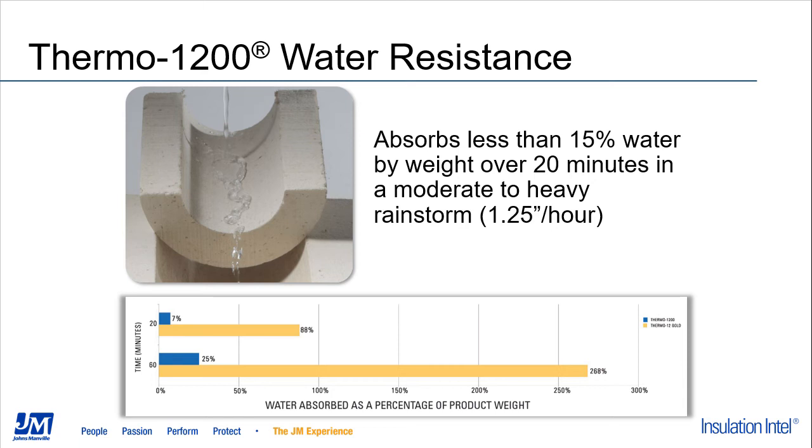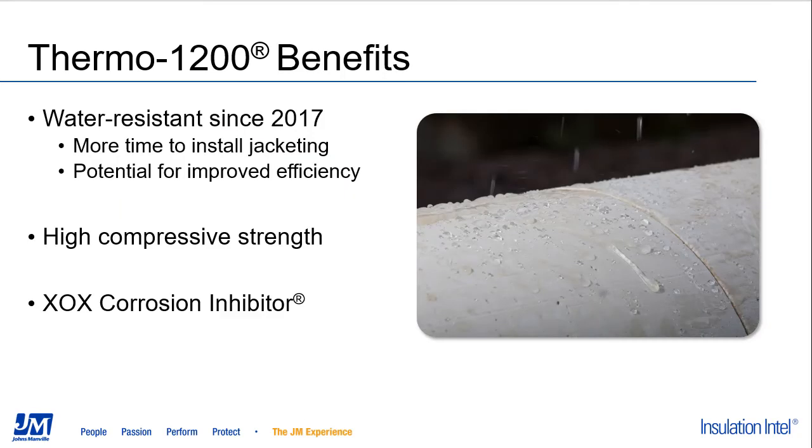So definitely providing an additional benefit that can be very, very helpful during installation and provide some additional consideration for CUI protection during the life of the installation. This has been an integral part of our Thermo 1200 products since 2017. As I mentioned, it gives the contractors much more time to install the jacketing, not have to worry about the insulation material getting wet, absorbing water, and then having to be removed and replaced. So it can result in improved efficiency for the contractors during the construction and installation phase.